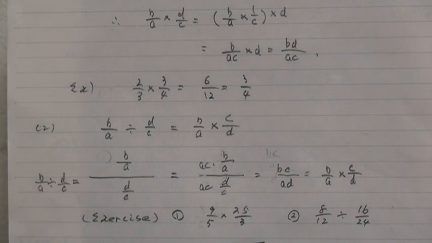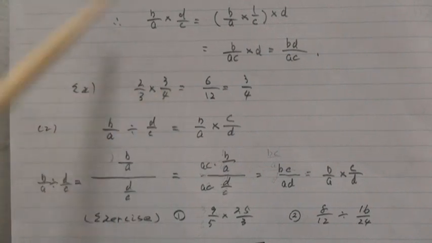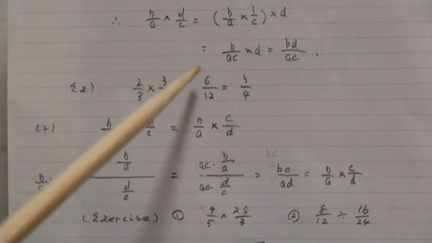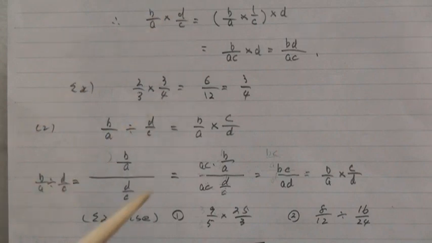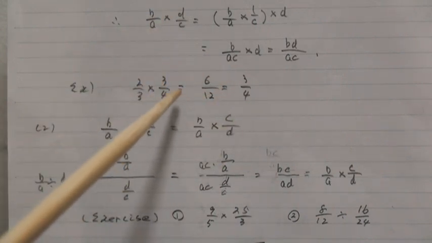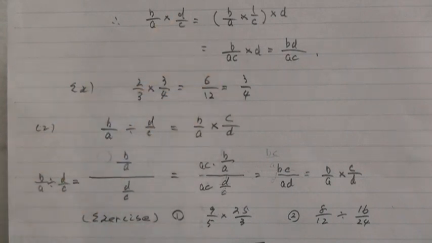And for example, 2 over 3 times 3 over 4 equals numerator 2 times 3, 6, over denominator 3 times 4. And then 6 over 12 equals 3 over 4.